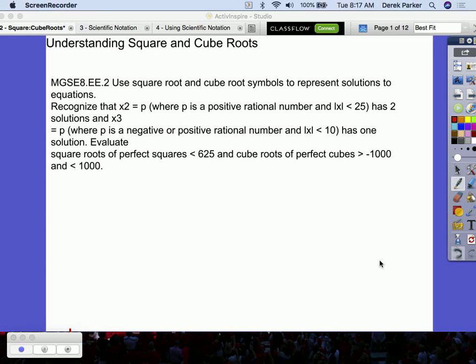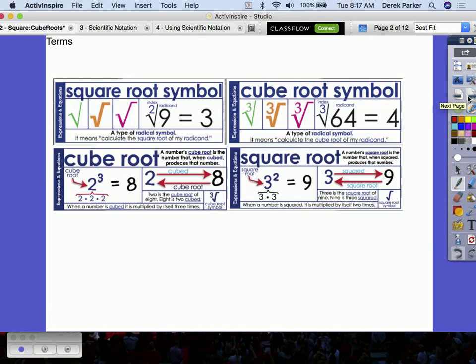In this standard, we are going to understand square and cube roots. The standard is EE2. Use square root and cube root symbols to represent solutions to equations. A square root symbol is a type of radical symbol.